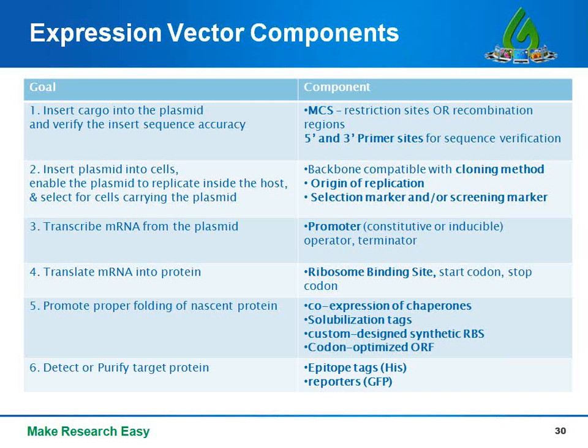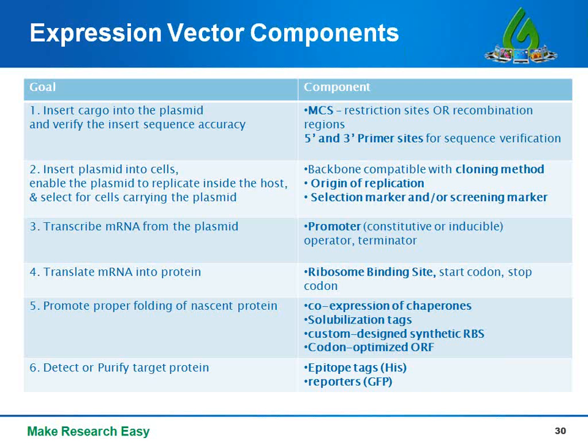So just a quick review of what's in an expression vector. Expression vectors have to achieve many different goals, and they contain many components to help achieve each of those goals. So first of all, you need to be able to insert your cargo into the plasmid vector and verify the insert sequence accuracy. You can do that using the multiple cloning region, or multiple cloning site, MCS, of the expression vector. Most people are still using restriction sites with restriction enzymes because they're extremely easy and flexible. You also want to make sure that your vector includes the 5' and 3' primer sites for doing sequence verification.